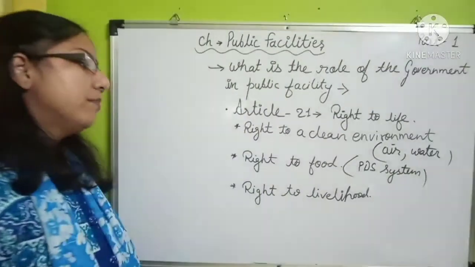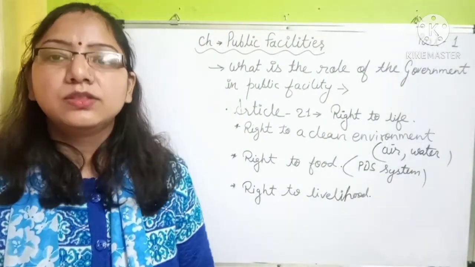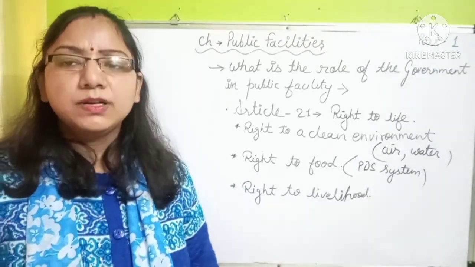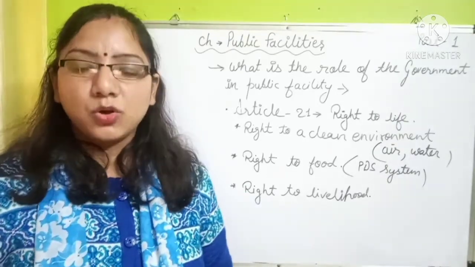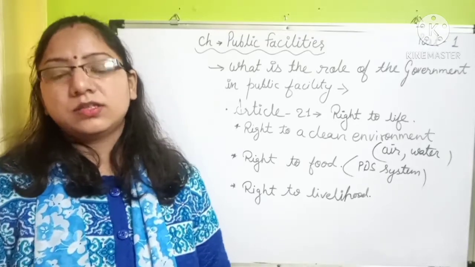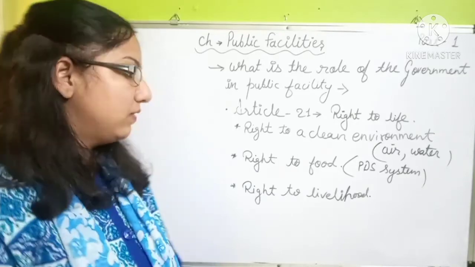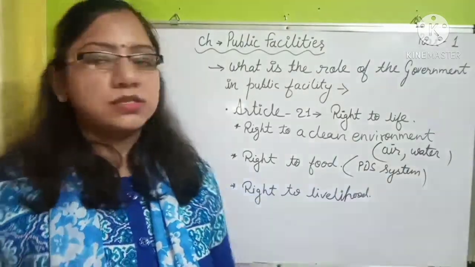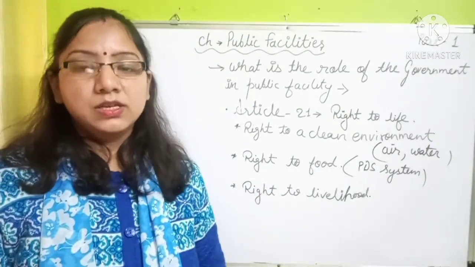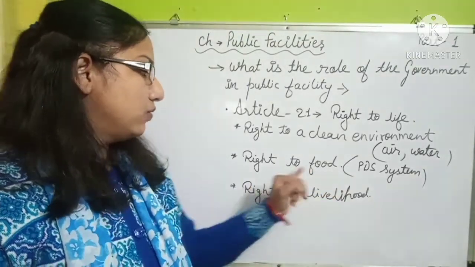PDS means public distribution system, in which the government provides food grains at a lower price as compared to retail shops. The wheat we get from the market costs around 25 to 30 rupees or more per kg, but the wheat we get under the PDS system is around 9 or 10 rupees per kg. So the government is providing us food under the right to food.